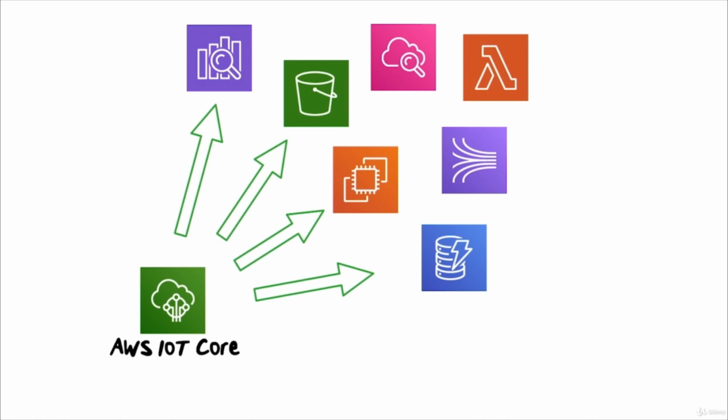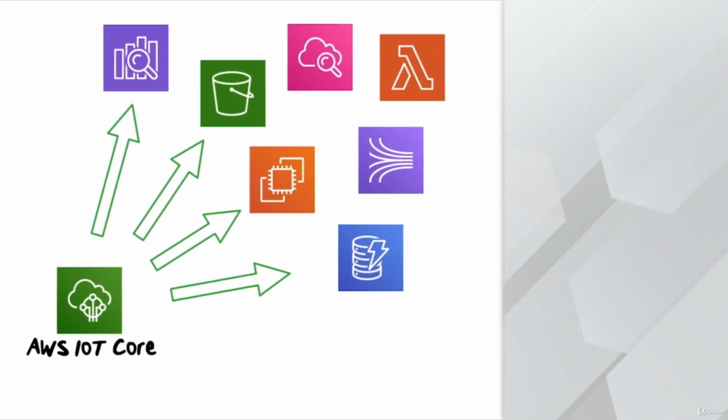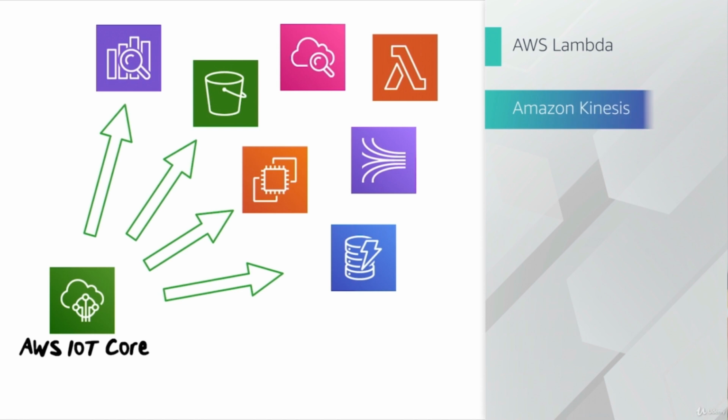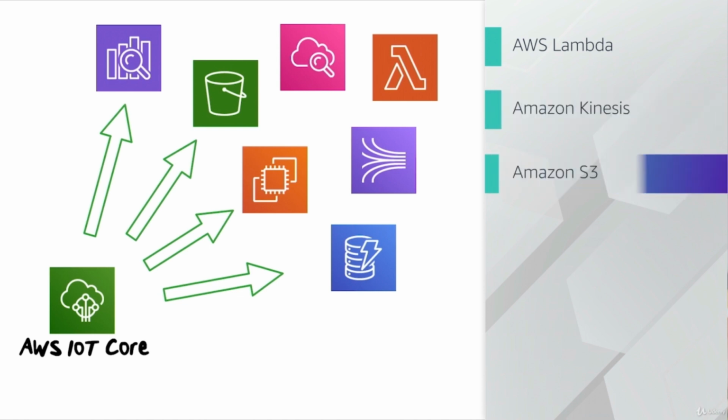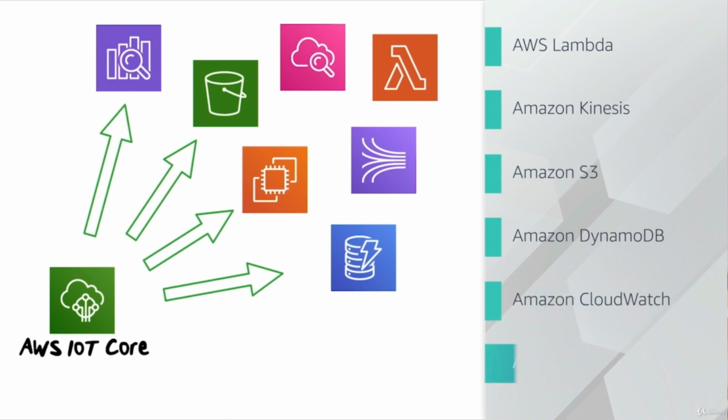AWS IoT Core makes it easy to use AWS services like AWS Lambda, Amazon Kinesis, Amazon S3, Amazon DynamoDB, Amazon CloudWatch, and Amazon Elasticsearch Service for even more powerful IoT applications. IoT Core has another major area which I believe is deserving of its own video. That's the registry. Stay tuned into this course, and I'll see you in an upcoming video to explain why the registry of IoT Core is so important to you.